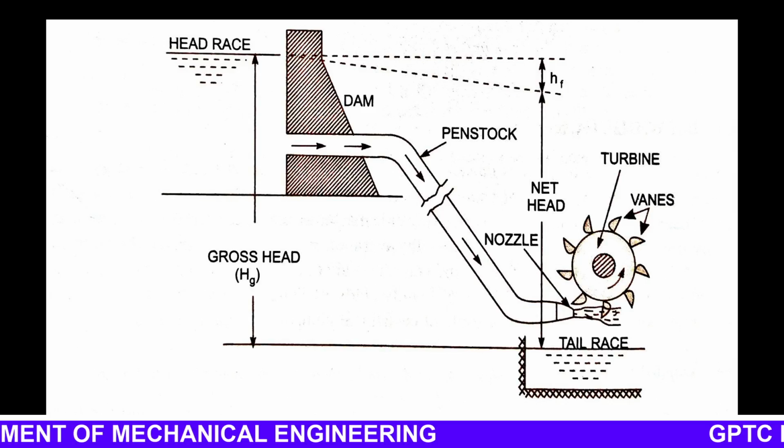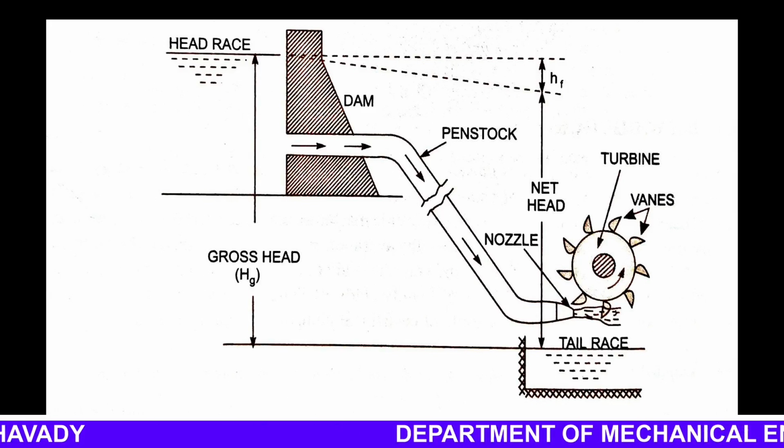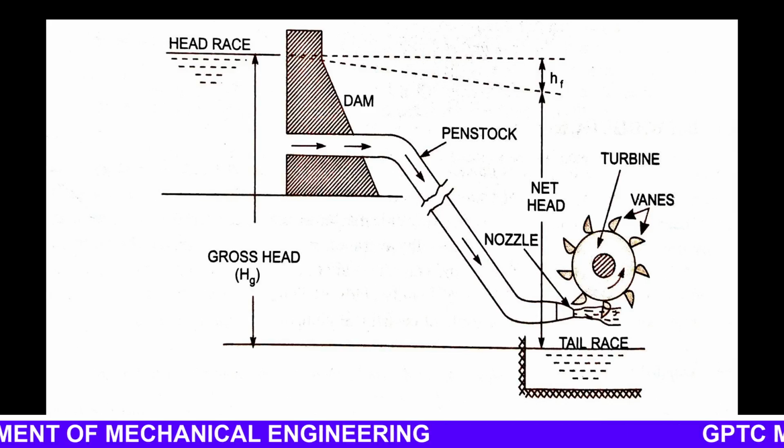So in the case of the penstock pipe, the pipe losses occur due to the loss at the entrance of the penstock and the exit of the penstock, and due to the bends and the pipe connections. Head losses will occur, and this head loss is denoted by HF. HF means head loss due to friction. We already studied the equation for HF, the head loss due to friction, that is equal to 4fLV squared by 2gD. That is the Darcy-Weisbach equation.